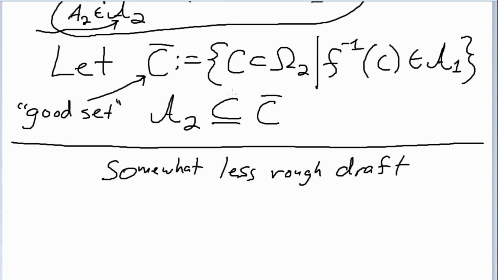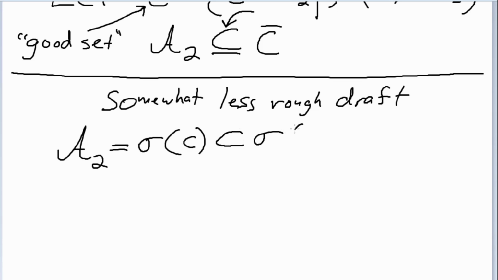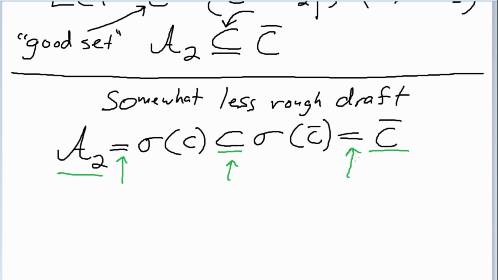So now what I'm going to do is insert some stuff in here, because being able to prove that directly is not going to be so easy. So let's put some steps in there. Let's say this is what I want to show: A2 is equal to sigma of C, and that is a subset of sigma of C bar, and that is equal to C bar. Now if I could show that, then again we have A2 being a subset of C bar. But there's a bit there that we're going to have to prove, right? We're going to have to prove this, and this, and this. So let's take a look.